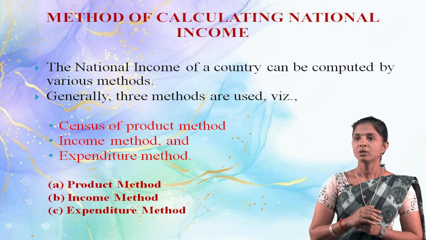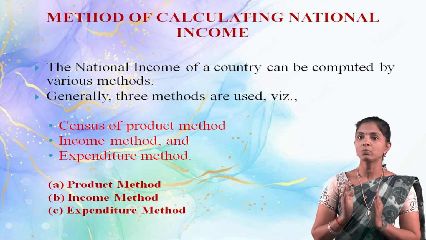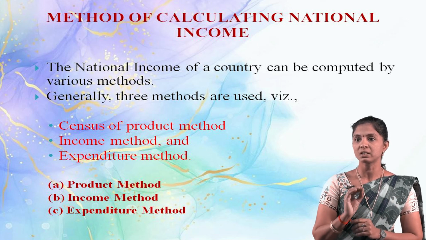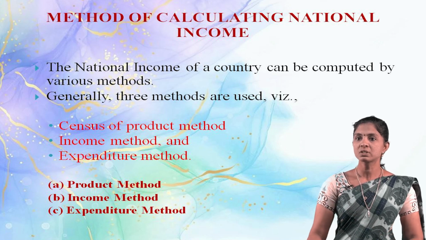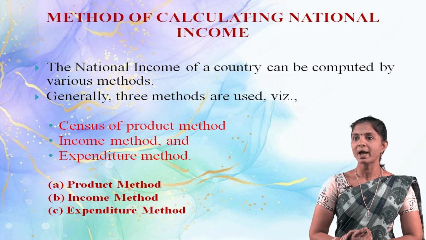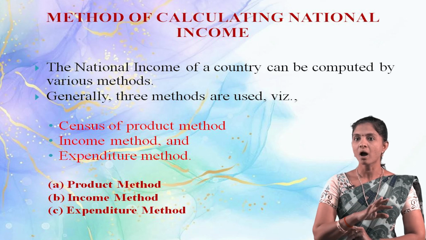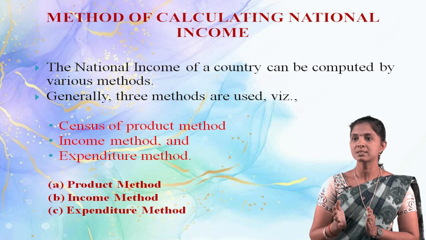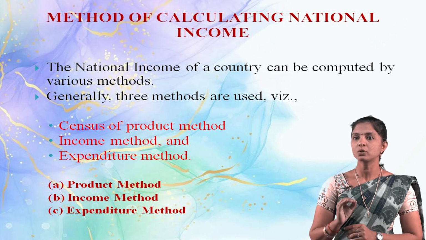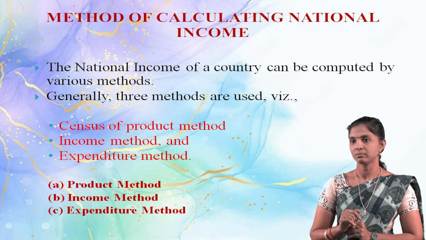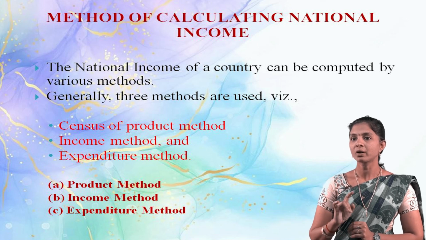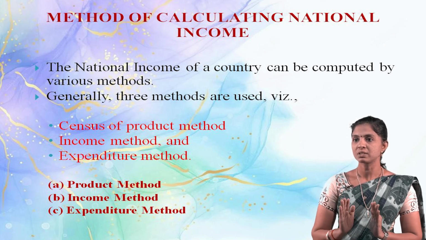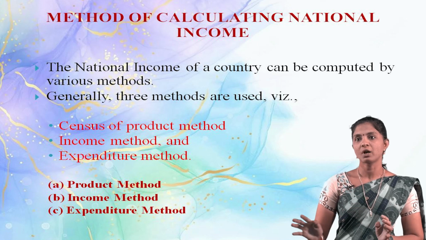In this case, the total volume of all the goods and services produced in the country is calculated during a financial year. The goods and services produced might be valued at market price or factor price, which means the wages or price paid to different factors of production. Only the final goods and services are included, not the intermediate goods and services, which are left out.